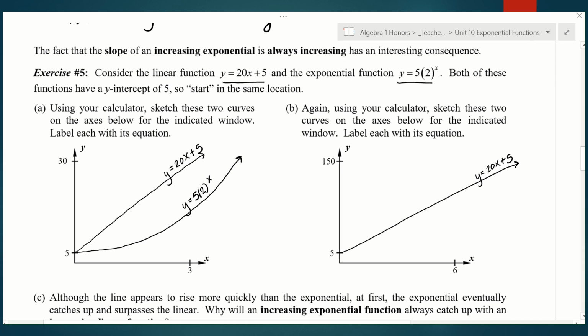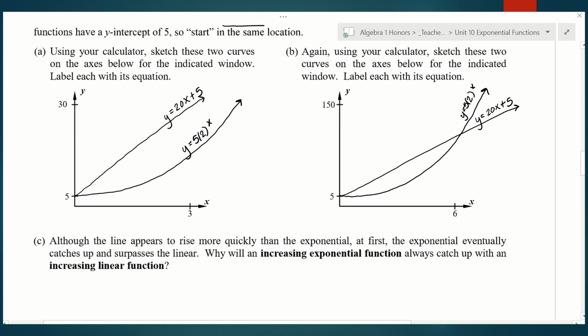And our exponential function still starts at that same y-intercept, but we can see that now it intersects our linear function. Okay. So part C says, although the line appears to rise more quickly than the exponential at first, the exponential eventually catches up and surpasses the linear. Why will an increasing exponential function always catch up with an increasing linear function?